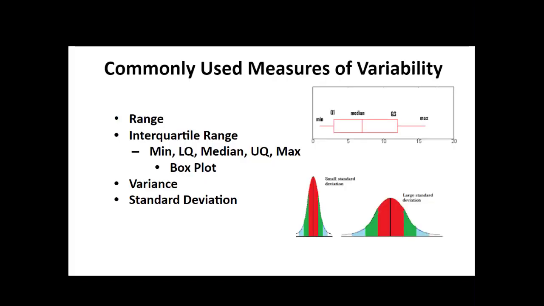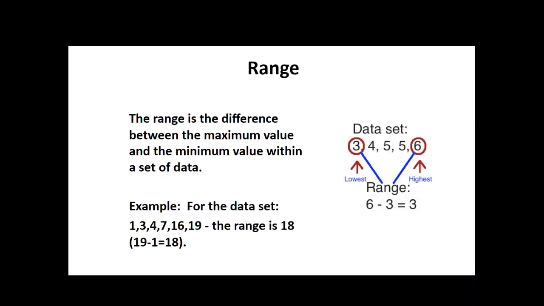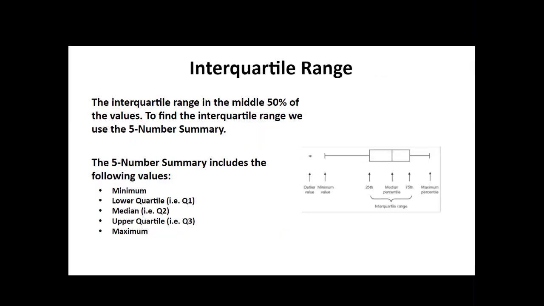There's lots of types of measures of variability. We've already discussed some. One is the range, which is the difference between the maximum and the minimum. The other is the interquartile range. We also call this the IQR. And the IQR on a box plot is represented by the side of the box here. The purpose of the interquartile range is to identify the middle 50% of the values.